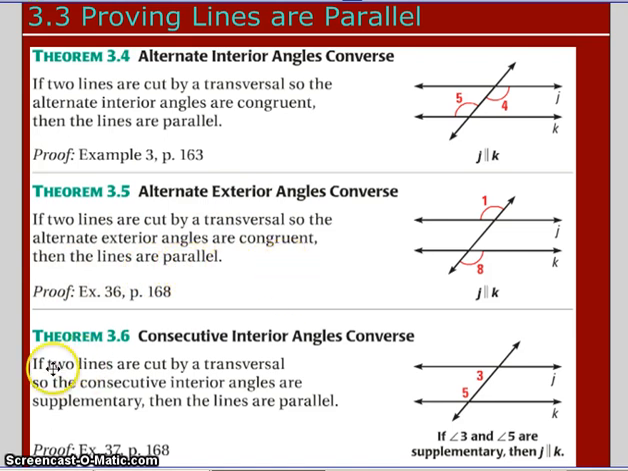And again, on the last one down here now, they call it the consecutive interior angles. It's same side interior angles for us, but it says if two lines are cut by a transversal so that the same side interior angles are supplementary, remember they're not congruent, they're just supplementary, then the lines are parallel.